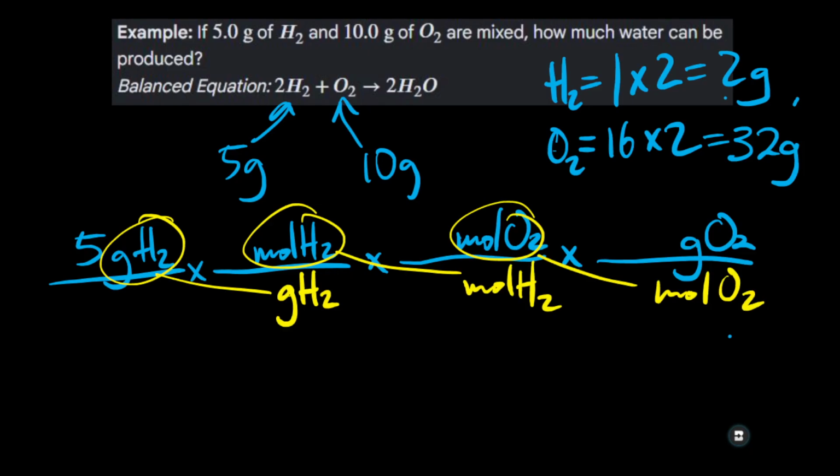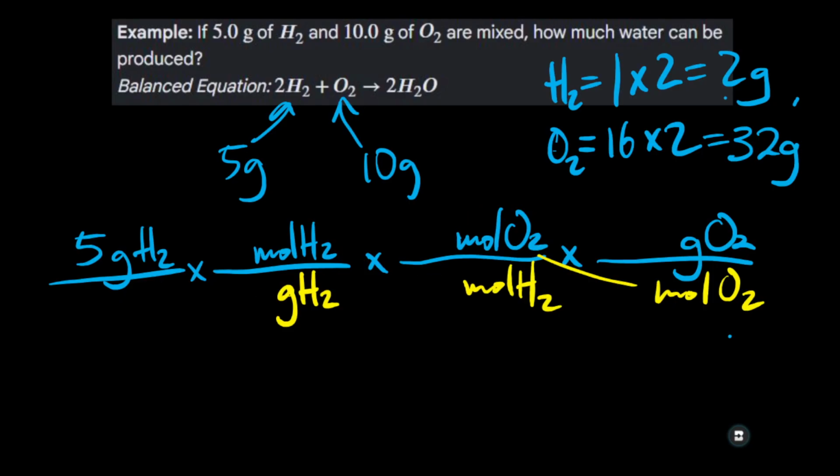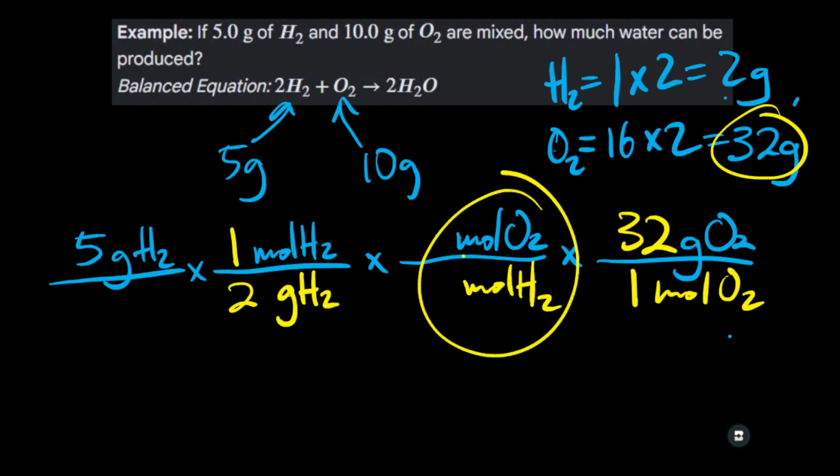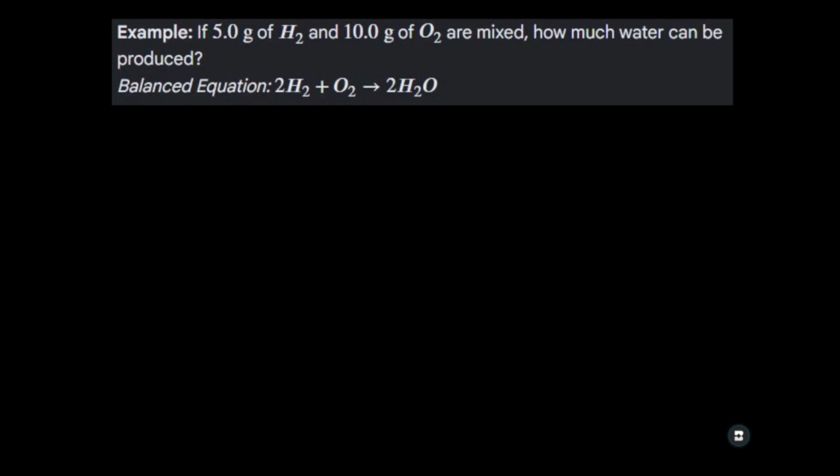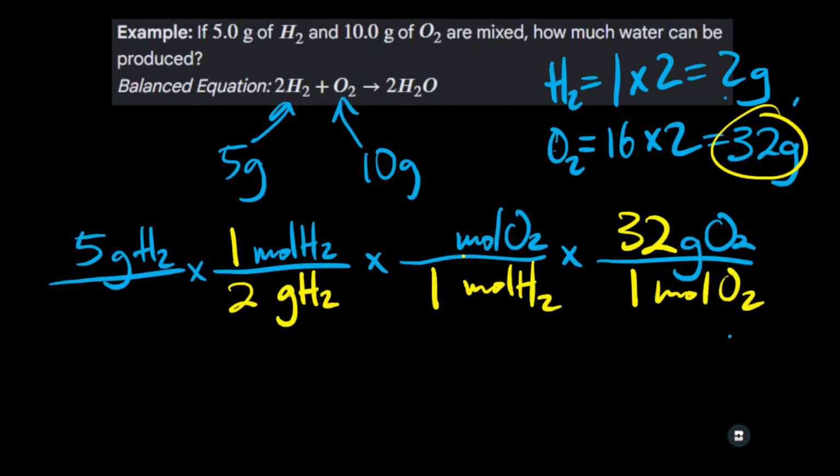And after setting up the conversion, I can plug in the numbers. So the numbers for this one: every 1 mole of H2 is equal to 2 grams. Every 1 mole of oxygen is equal to 32 grams. And then the molar ratio between these two is H2 is 2, and O2 is 1.